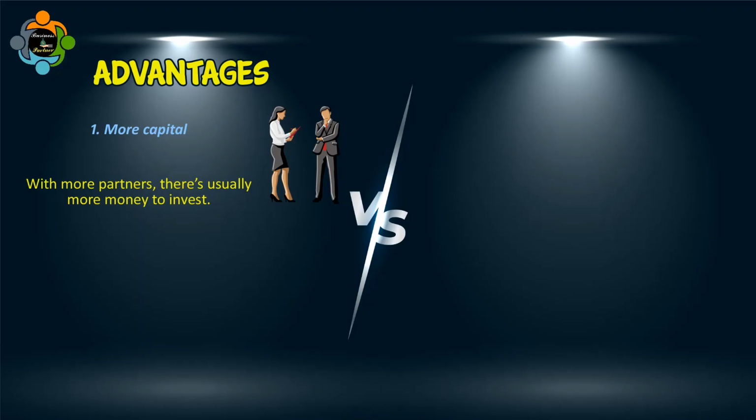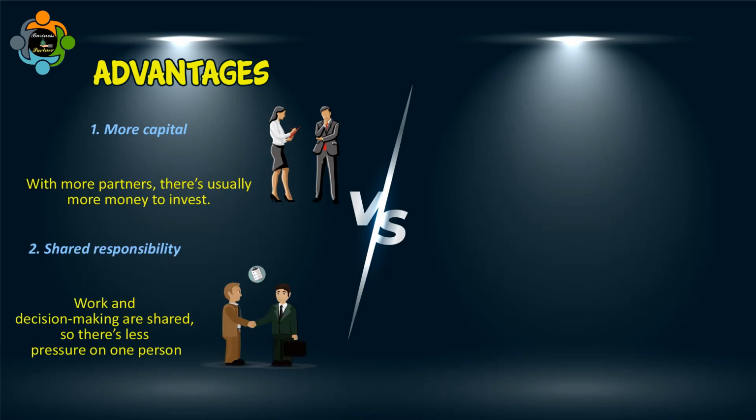Number 1. More capital. With more partners, there is usually more money to invest. Number 2. Shared responsibility. Work and decision making are shared, so there is less pressure on one person.